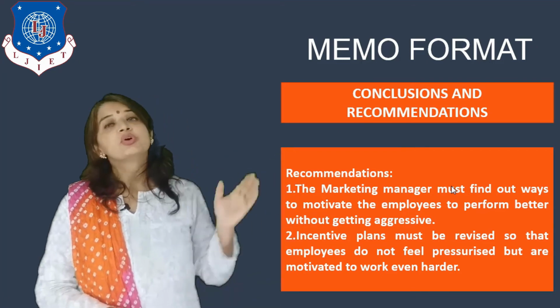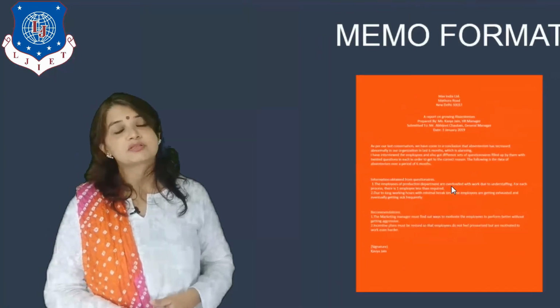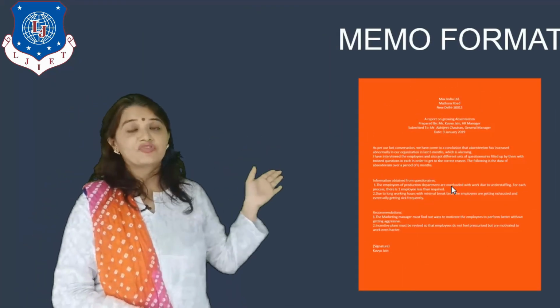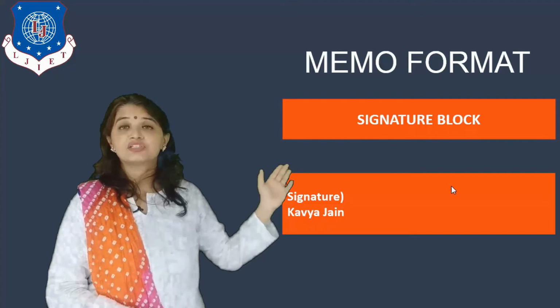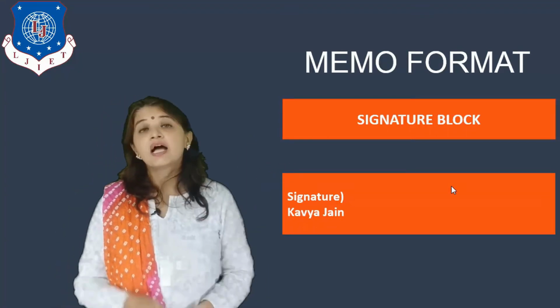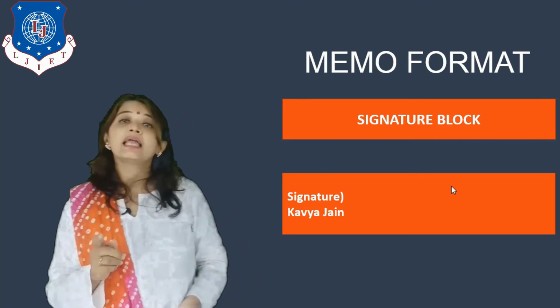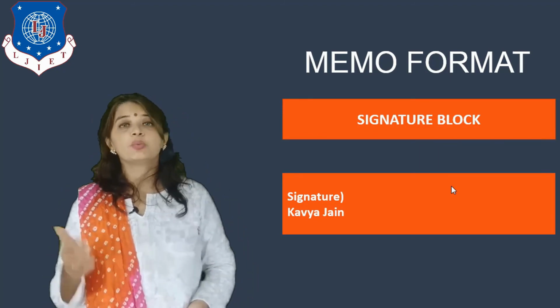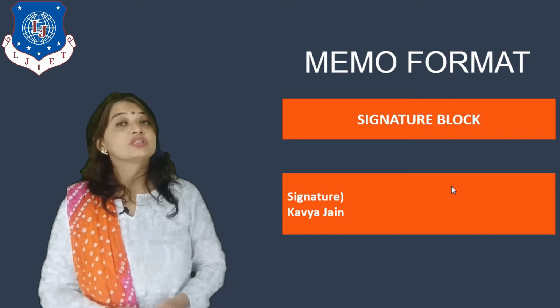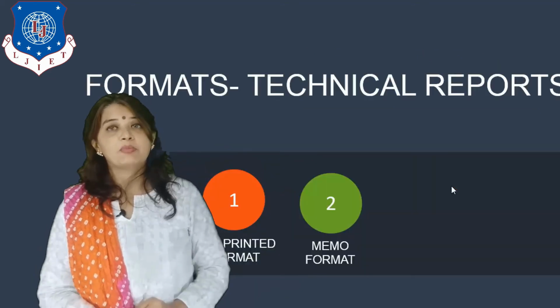So this is how you write down your conclusions. Now this is the last part of the memo format, which is the signature block. The signature block has the signature of the person who has prepared the report, and it has the name of the person along with the designation. So this is how we write down the memo format.